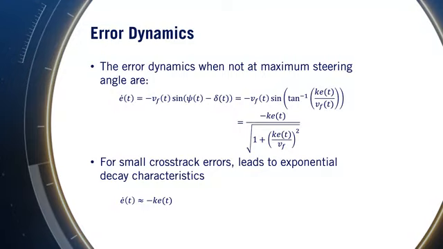The most interesting aspect of this investigation is that the decay rate is completely independent of the speed. So faster vehicles will travel farther while converging to the path, but will converge to the path at the same time as slower moving vehicles.